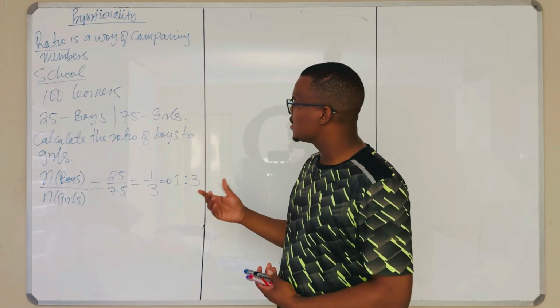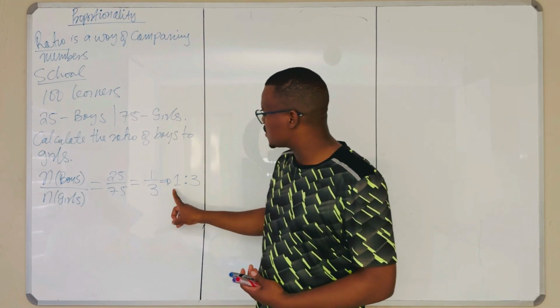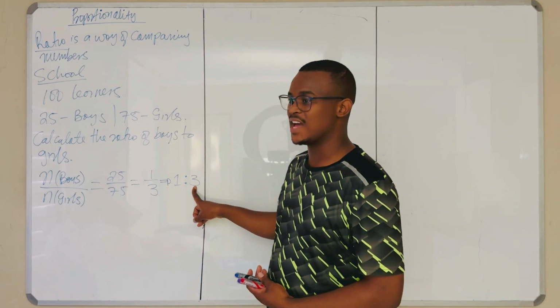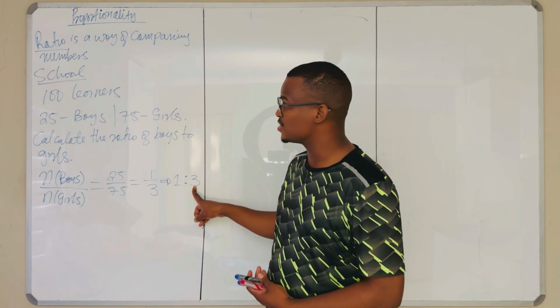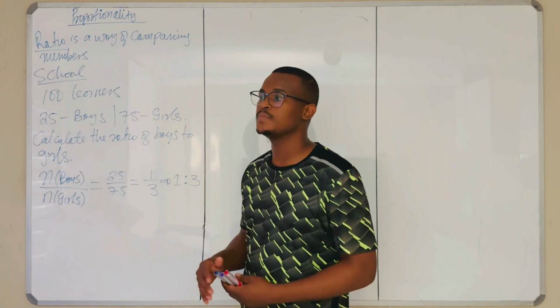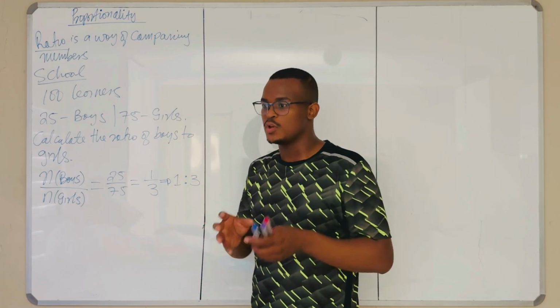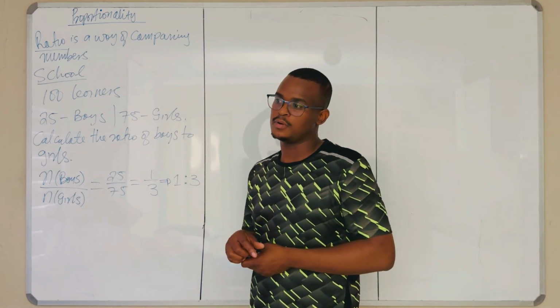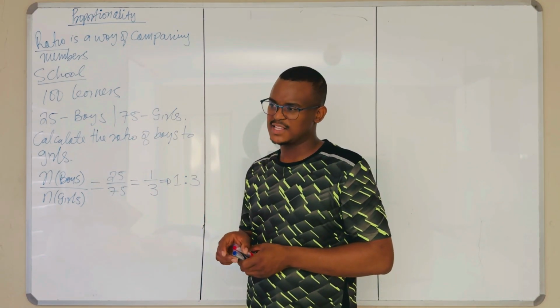So, if you think about it now, if we want to say we have 25 boys, we should have 3 times the amount for girls, which is 75 of them. That's what ratios mean. You're comparing numbers. You're saying for this group, there will be this much for the other group. Does that make sense? Yes.